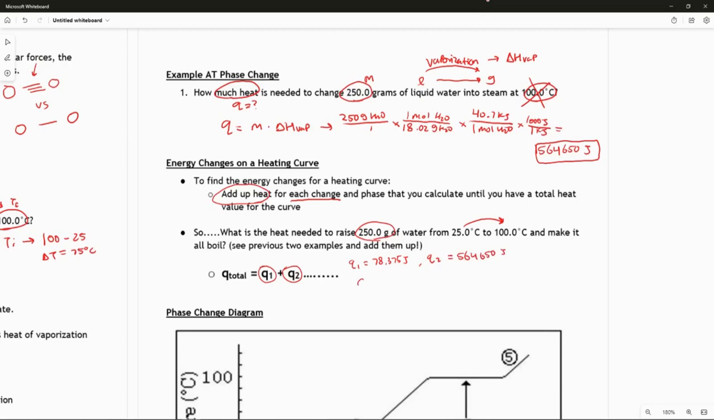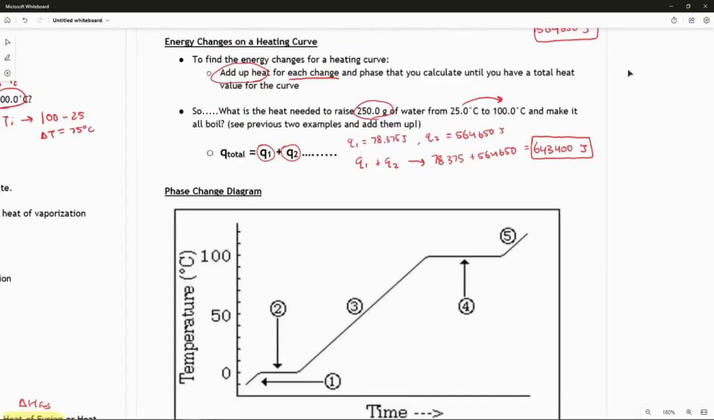And all you have to do, according to this equation, is add it together. So Q1 plus Q2 is going to be equal to the Q total, 78,375 plus 564,650 will equal the Q total value of your answer. And that will give you 643,400 joules. And that is your answer. The heat needed to raise 250 grams of water from that amount of temperature and make it all boil is 643,400 joules.